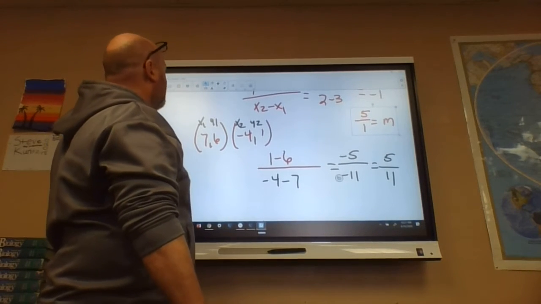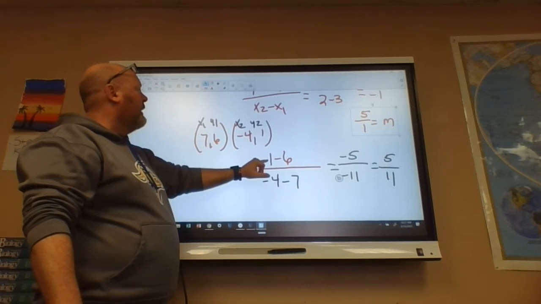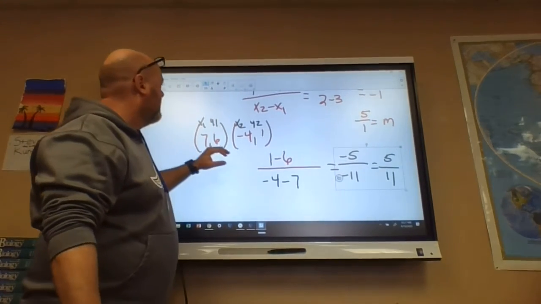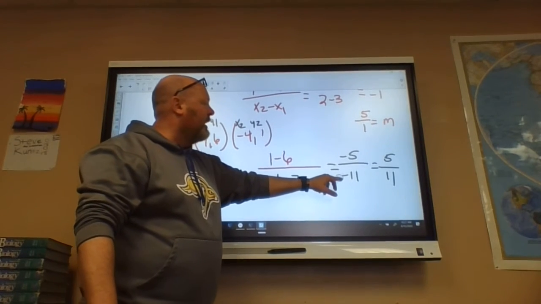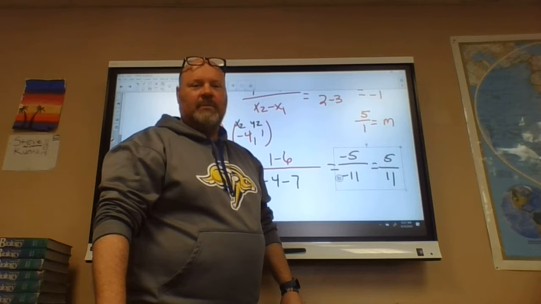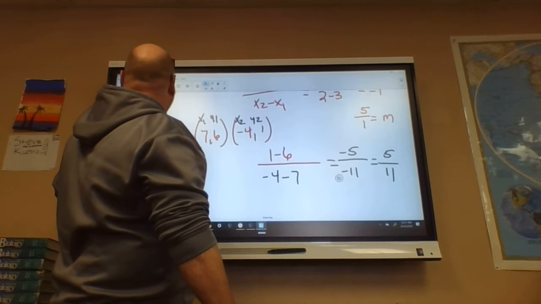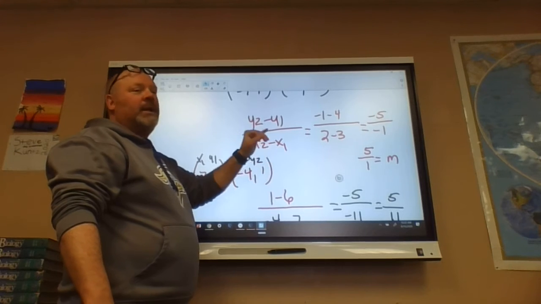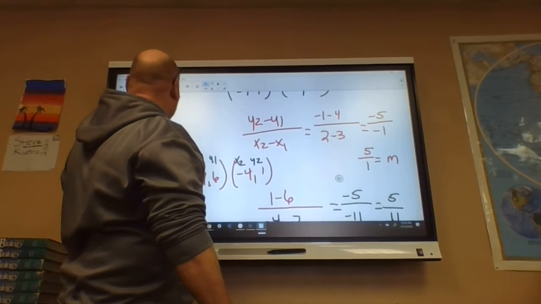Another example of this is I have 7, 6 and -4, 1. My y2 is 1. My y1 is 6. 1 minus 6 is -5. Then I have -4 minus 7, which gives me -11. So therefore, once again, I have a negative and a negative. It's 5 over 11. That's what you're doing on those assignments. You're just using that formula. And the formula you want to write down is y2 minus y1 over x2 minus x1. And then keep your positives and your negatives straight. That's on the first worksheet.